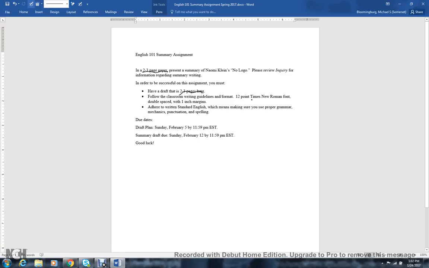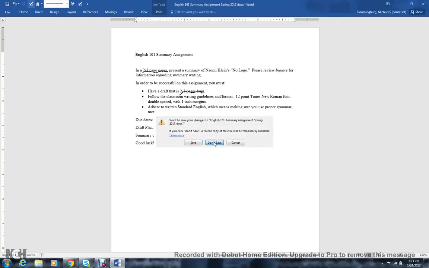Follow the guidelines: 12-point Times New Roman font, double-spaced with 1-inch margins, and adhere to the standard written English, so make sure your grammar, mechanics, punctuation, and spelling are in check. And please note your deadlines. First of all, next week, Sunday, February 5th for the draft plan. And then right here is when the actual paper is going to be due, Sunday, February 12th. So please note that none of these are due this week, but keep it in mind as you're moving into next week.